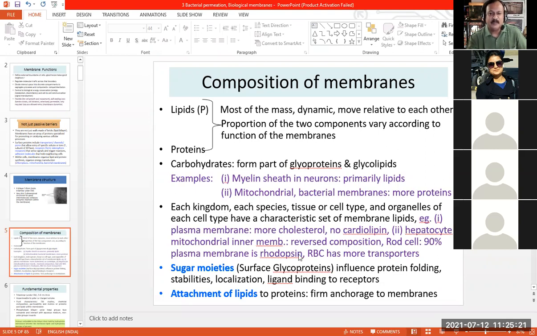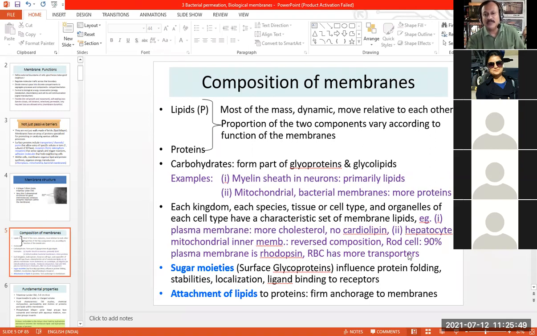Okay, then if you look at the plasma membrane, there is more cholesterol. Okay, and there is no cardiolipin. But if you look at the hepatocyte mitochondrial inner membrane, then the composition is reversed. That is, the cardiolipin part is more, okay, and cholesterol is less.